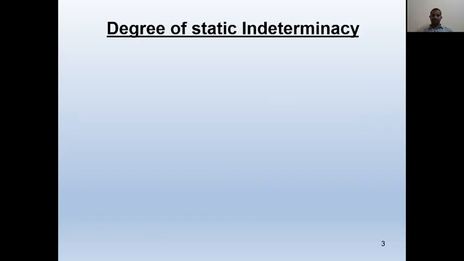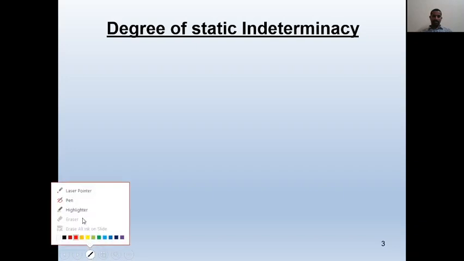Right. So first of all, what is degree of static indeterminacy? To start with, let us first discuss what is an axis. Even though we have a clear idea, let us recall first what is an axis of the member. Let us say this is a member.